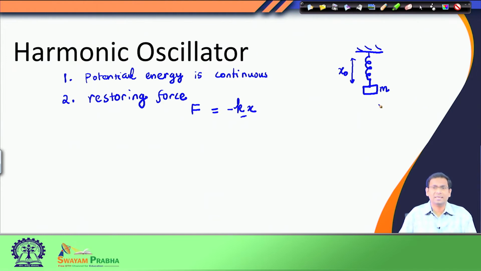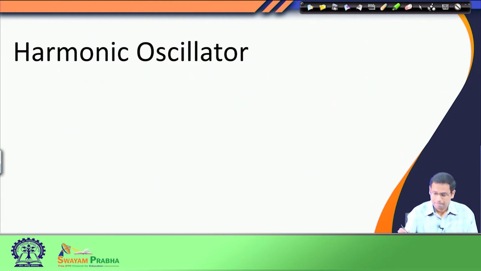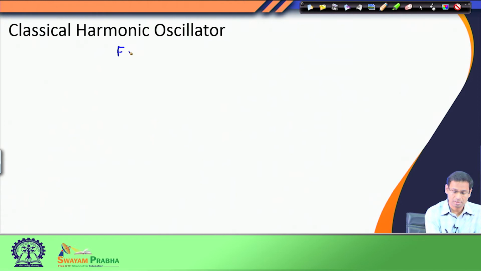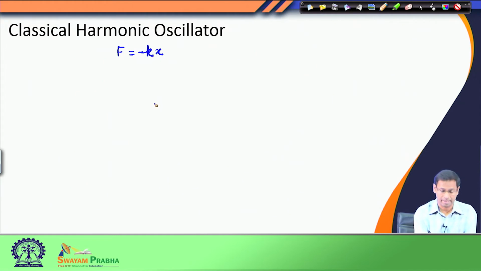Before we start discussing the harmonic oscillator problem in the quantum mechanical sense, let us refresh our knowledge of the classical mechanical solution of the harmonic oscillator. While discussing this classical harmonic oscillator, we start with the equation we just wrote down, that the restoring force is negative of the force constant k into x.